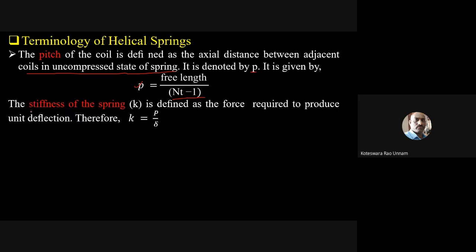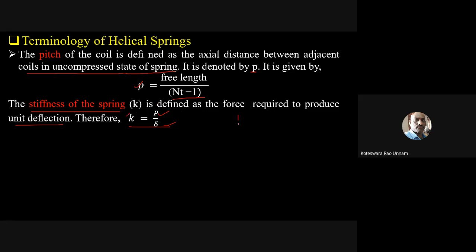Then you have another term which we already discussed, the stiffness of the spring. Stiffness of the spring is defined as the force required to produce unit deflection. So K is denoted by P by delta, K equals P by delta, where P is the applied load and delta is the deflection in the spring. So P by delta will give you the K.